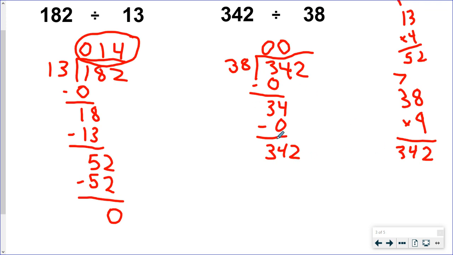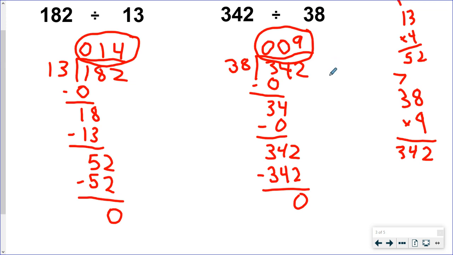So then how many times can 38 go into 342? That answer is going to be 9. And I already did my multiplication over here, which is 342. And I'm going to go ahead and subtract that, and those become 0. Again, I have 0. So this answer here is just 9 as my answer.